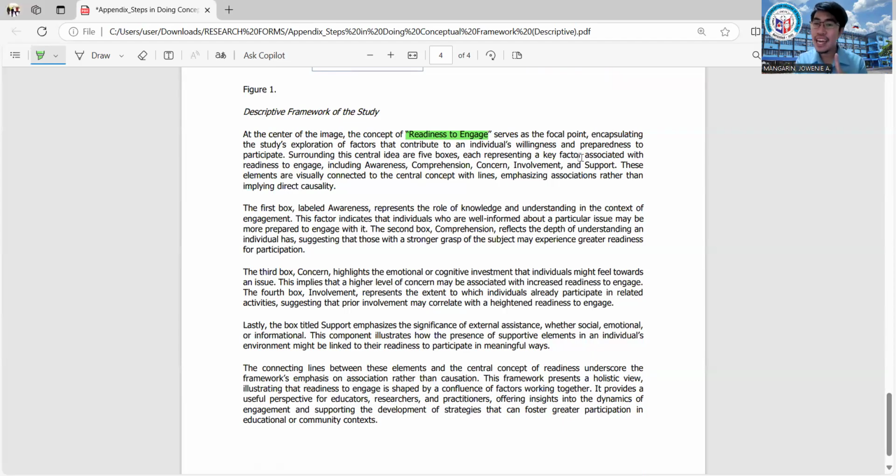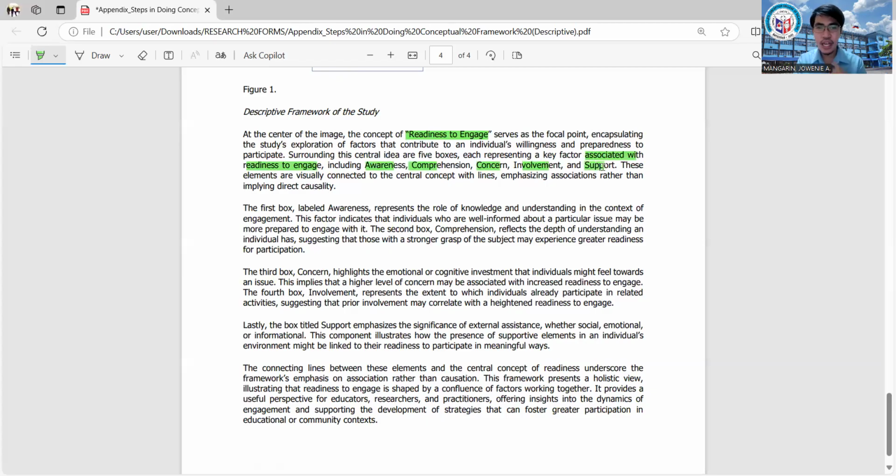might be associated. Take note, sinabi nila dito, maaring may mga factors na associated doon sa readiness ng estudyante. Association lang yung sinabi. Hindi direktang sinabi that these factors directly affect the readiness to engage. Association lang. Meron lang daw kinalaman. At ano-ano yung mga yon? Awareness, comprehension, concern, involvement, and support.